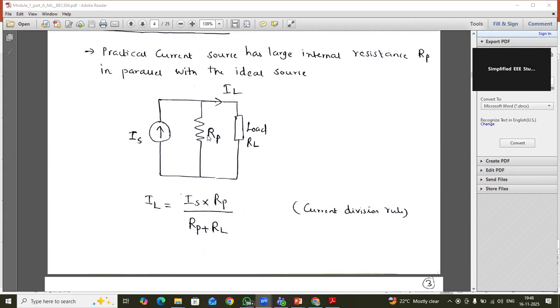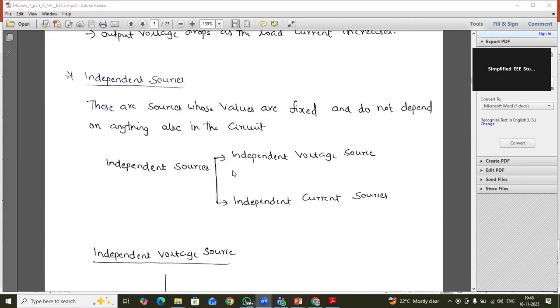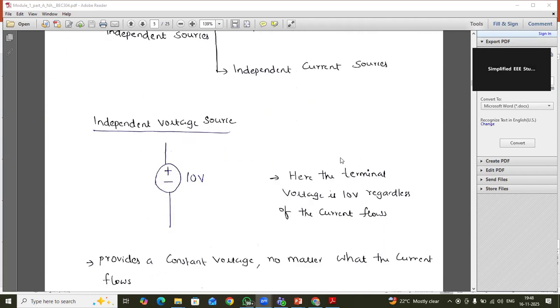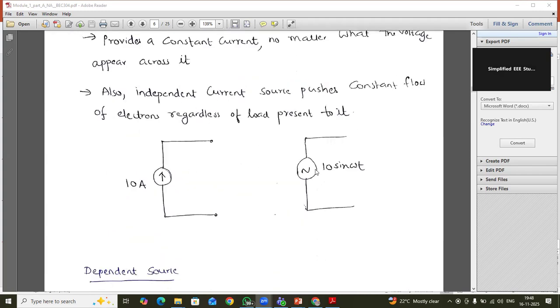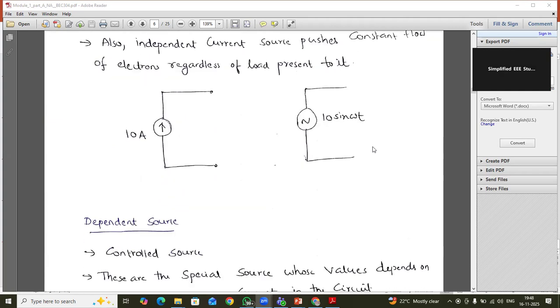So IS into the current through the opposite branch divided by the total branch resistance, the current division formula. Then independent sources. There are two types, independent voltage source and independent current source. This is the way to represent the independent voltage source. Then an independent current source is nothing but a current source which does not depend on the output. It never depends on any other factors in the output.